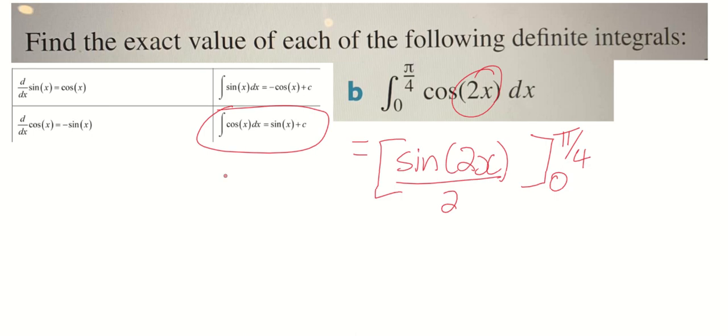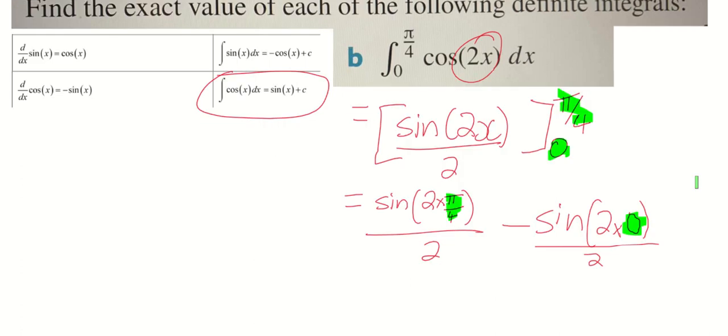So from here, I've done my integration. I'll then go and substitute in these points. So sine of 2 times pi on 4, all divided by 2, and then subtract sine of 2 times 0. There we go, a little bit of color coding so you can see where those numbers went in.